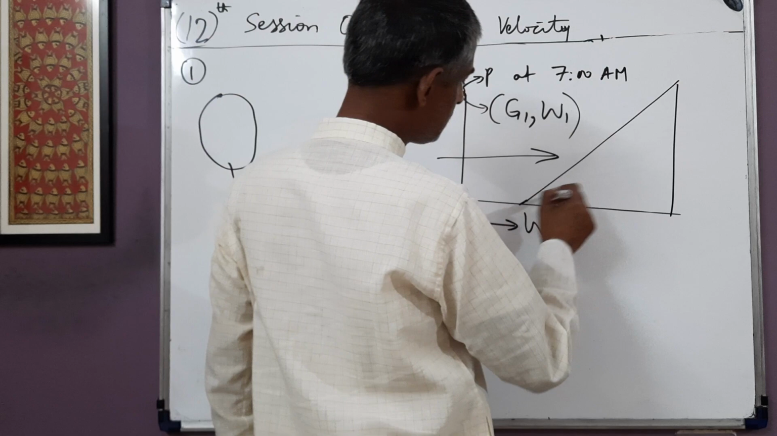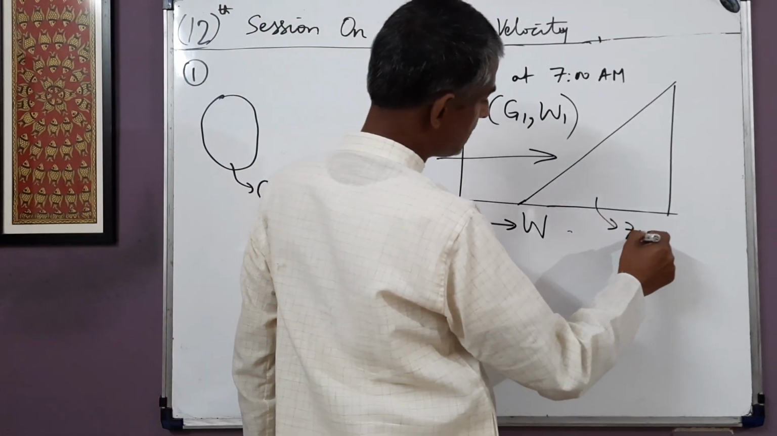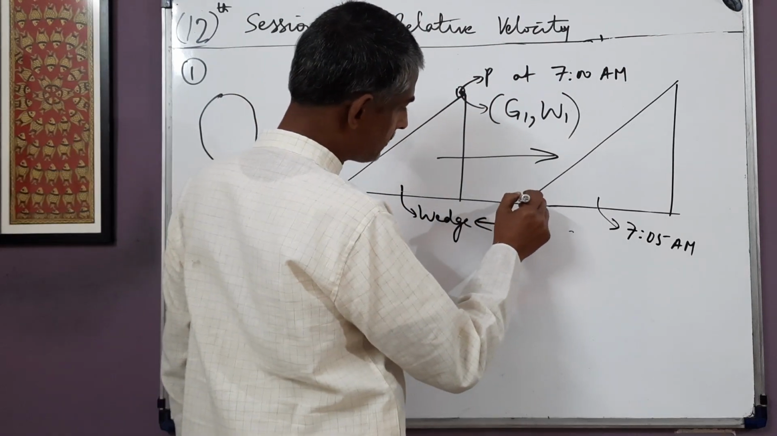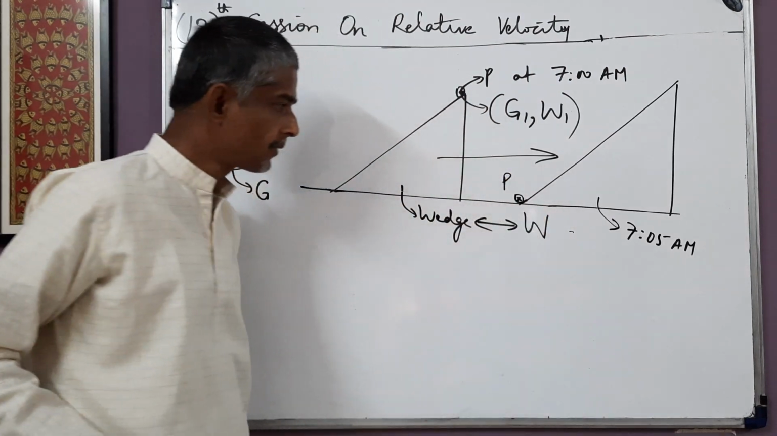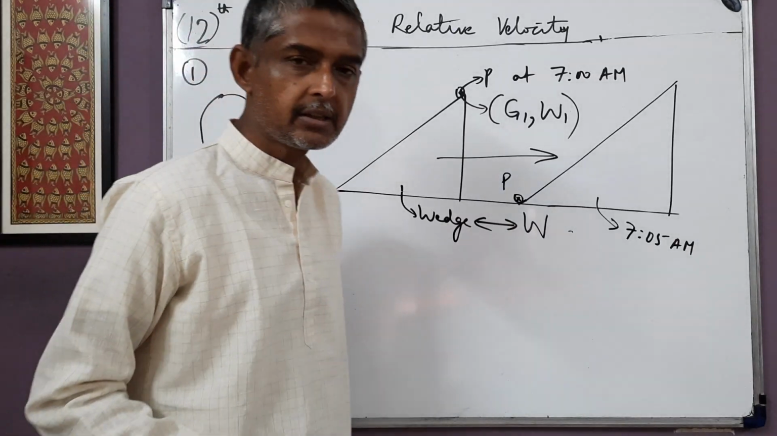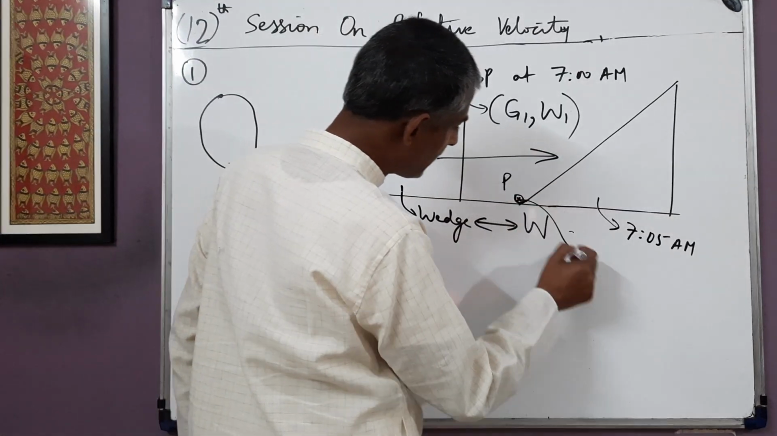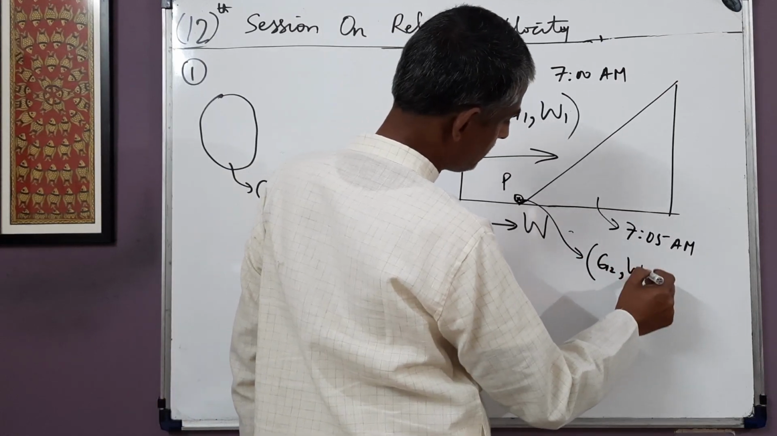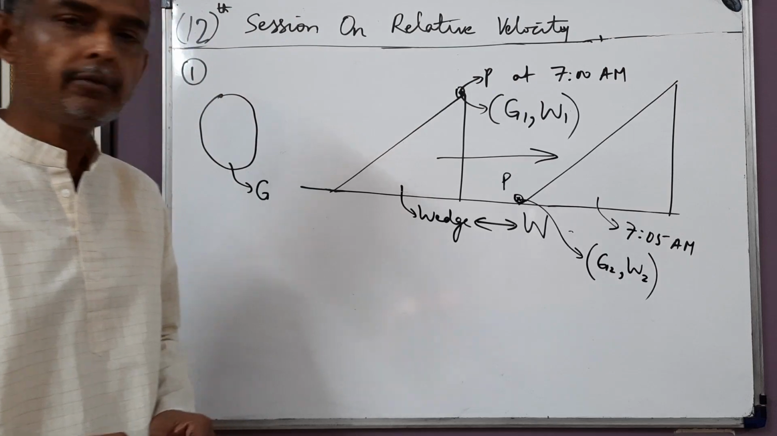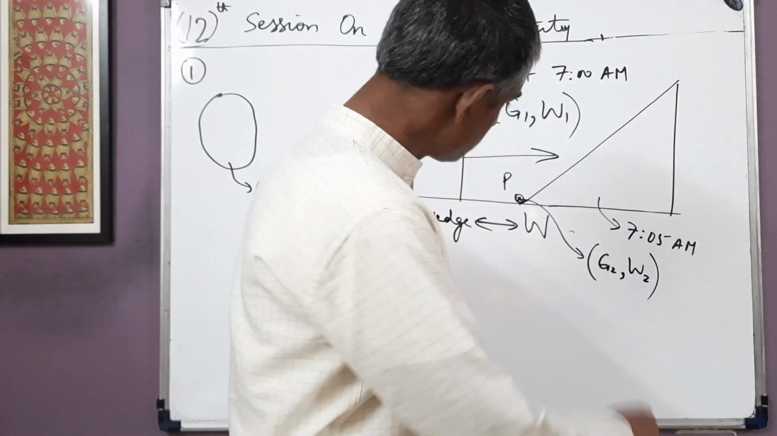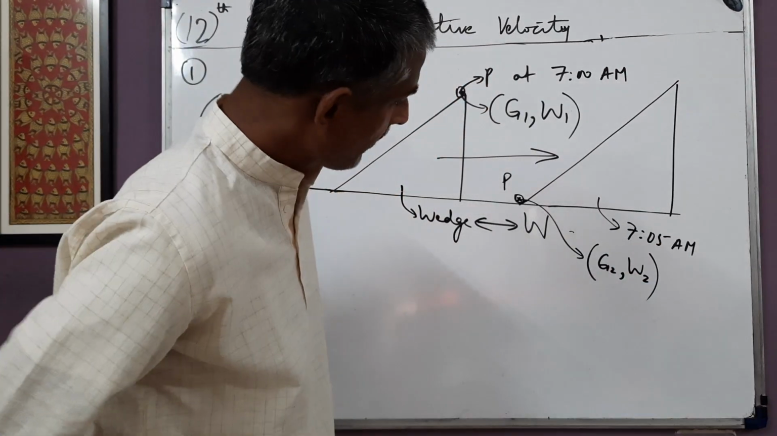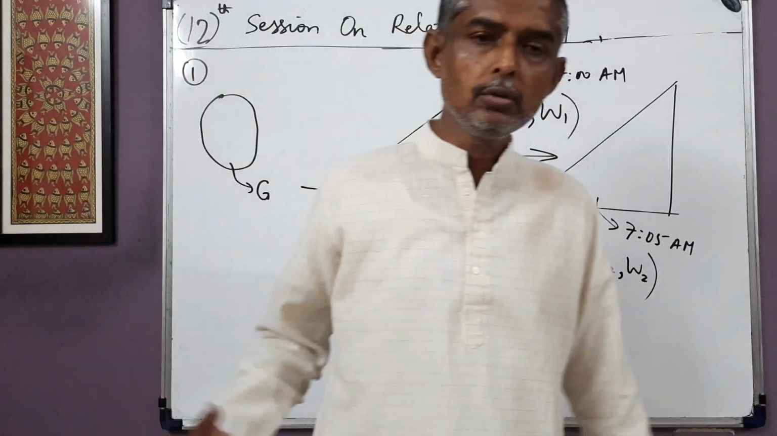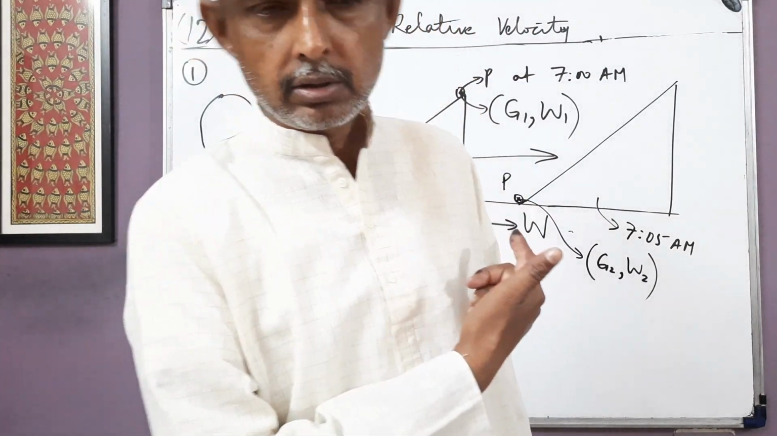So this is the wedge. This wedge comes here, say at 7:05 am, 5 minutes later. And point P comes here, at the base of the wedge at 7:05 am. At 7:05 am, point P occupies the location G2 of the ground frame and location W2 of the wedge frame. Okay. This is the situation at 7:05 am, and this is the situation at 7 am. As mentioned just now, I have drawn the diagram from the ground frame.